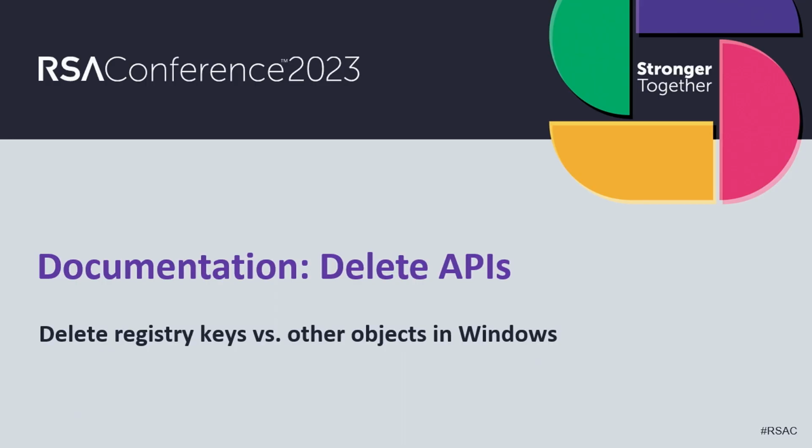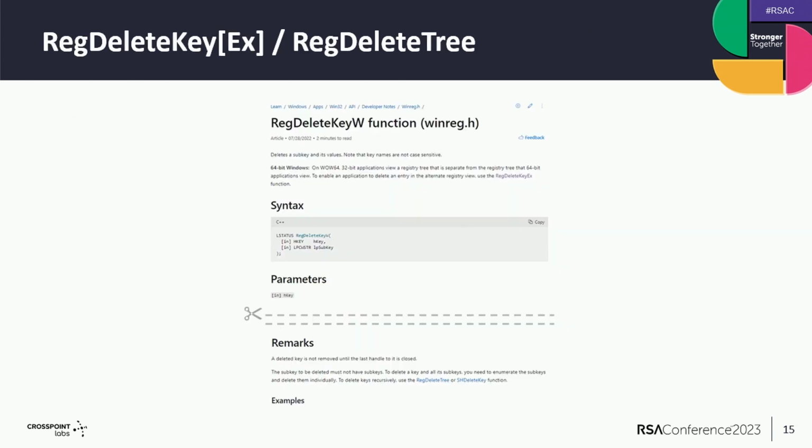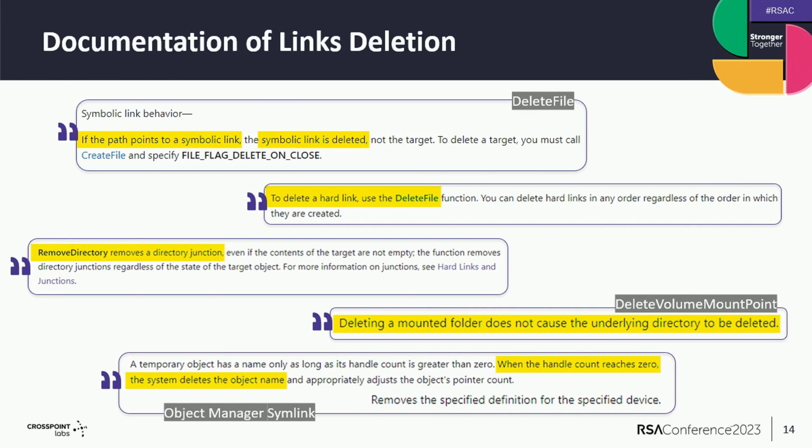Okay, so we'll have now a look at the documentation provided by Microsoft when it comes to deleting the different types of links in Windows. So for the NTFS symbolic link, they have clearly documented that, as part of the DeleteFile API, where they have a subsection with the title symbolic link behavior. And there they stated that if the path points to a symbolic link, the symbolic link is deleted, not the target. So it's a very clear documentation. They tell you what API to use to delete the link and what is the behavior.